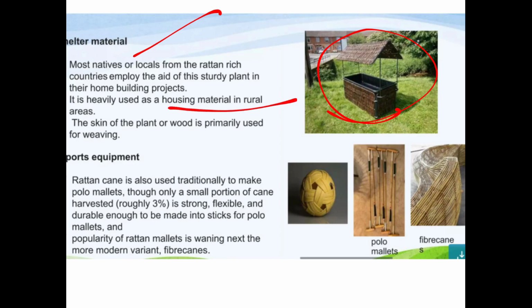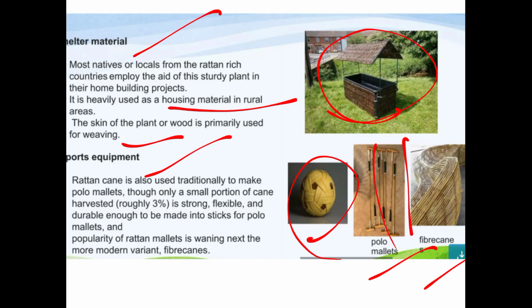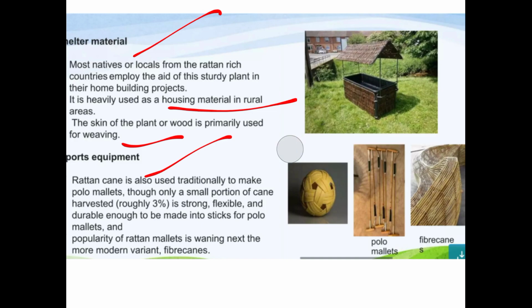The skin of the plant or wood is primarily used for weaving. By weaving, it means what we go through which we make a thread. Okay. Sports equipment like soccer balls, sticks, polo mallets, fiber canes. So yes, all of these things are made from it. Like other canes, they are used to make polo mallets.